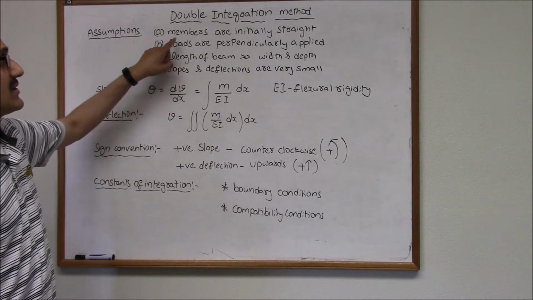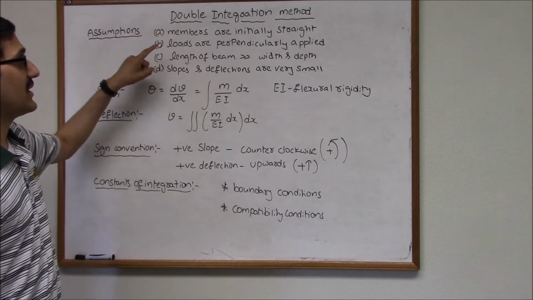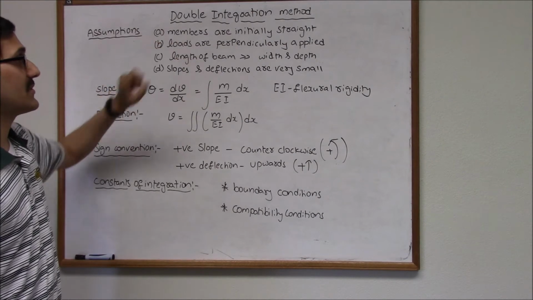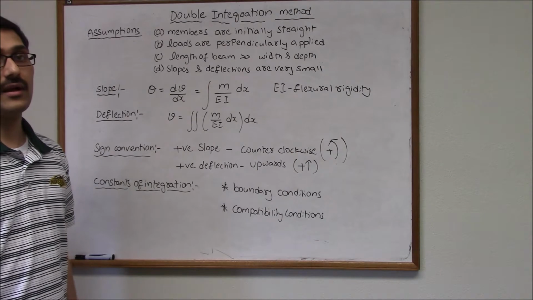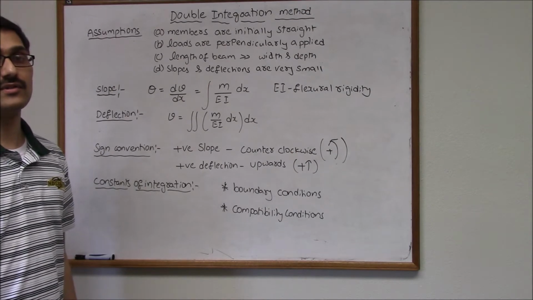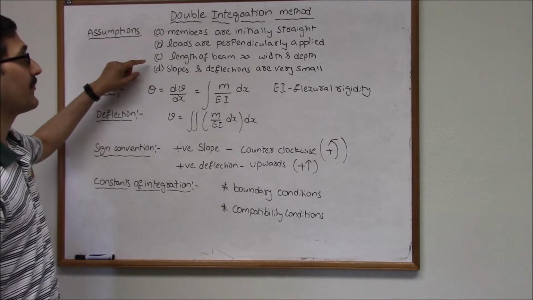The double integration method is based on four important assumptions. The first important assumption is members are initially straight. That means the double integration method cannot be used for curved beams. The loads should be perpendicularly applied, and you cannot use this method to evaluate the slopes and deflections in beams on which inclined loads are applied.